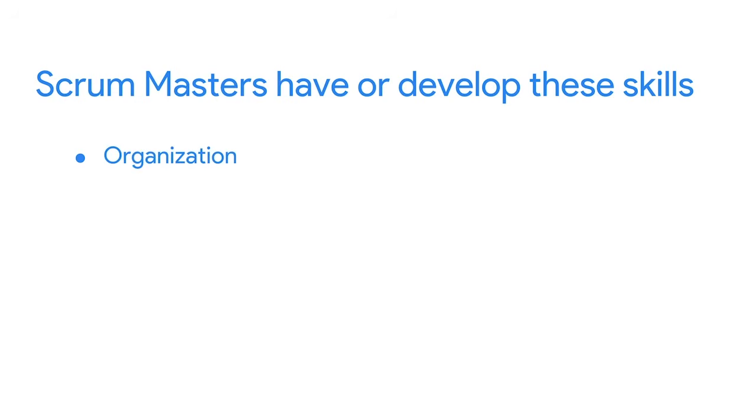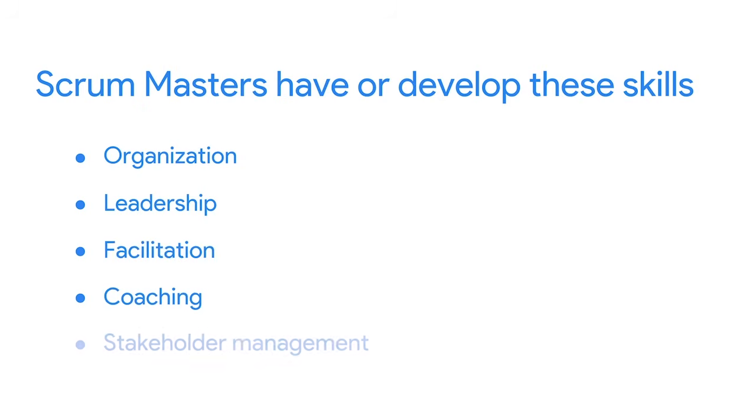Now you know a bit more about the pillars and the role of the Scrum Master. To recap, a Scrum Master must possess skills like organization, leadership, the ability to facilitate, coach, and manage stakeholders. And a Scrum Master can be quite different from a project manager in terms of their responsibilities. But the role may be played by the same individual since they require a similar skill set.